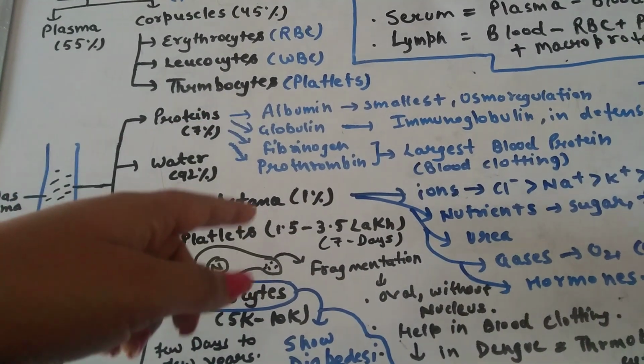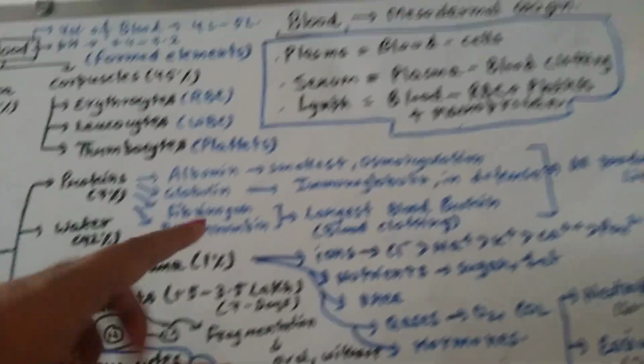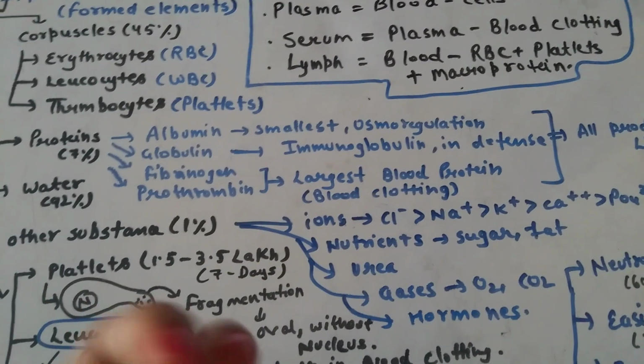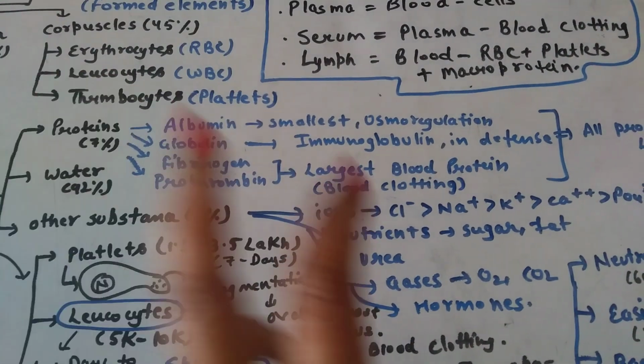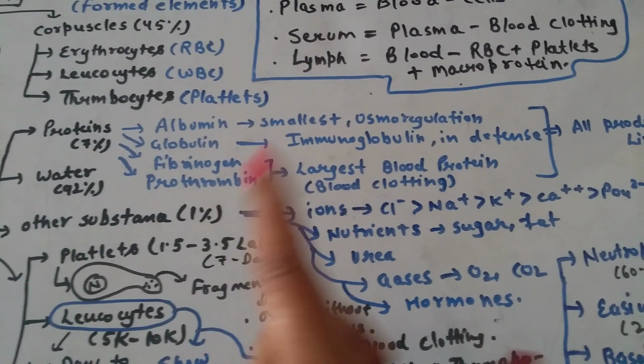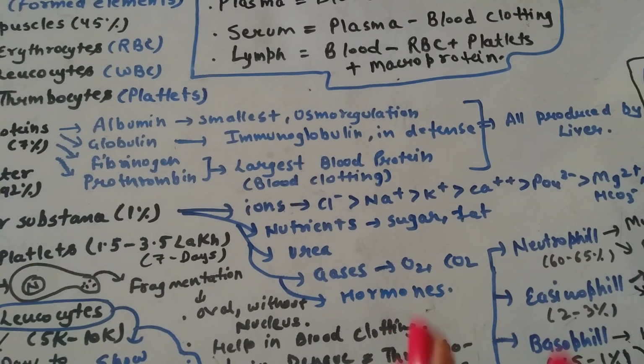Proteins are further divided into four categories: albumin, globulin, fibrinogen, and prothrombin. Albumin is basically the smallest protein present inside the plasma. What is the function of albumin? Albumin helps in the osmoregulation of the blood, that is, it helps in maintaining the osmotic balance of the blood.